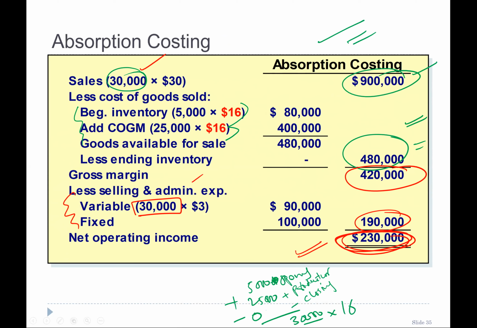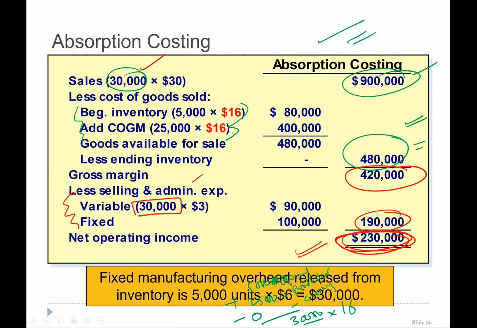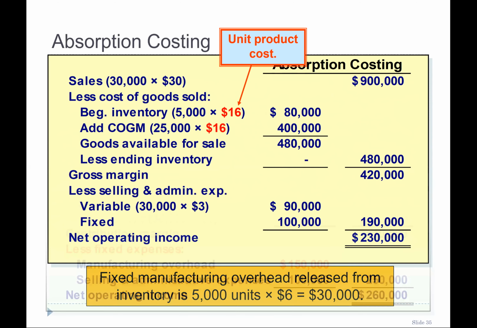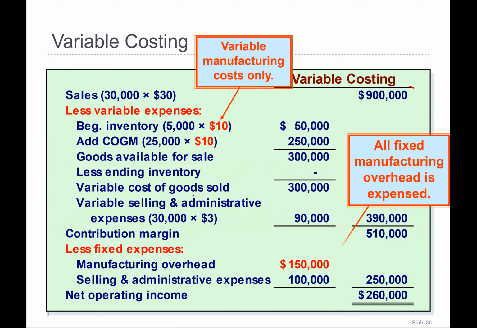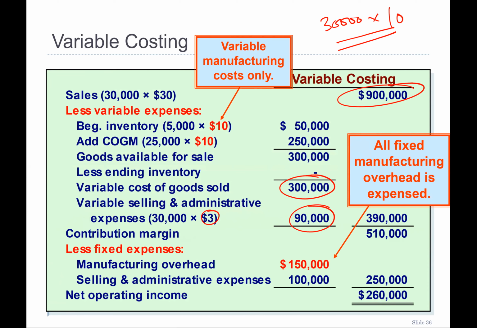Now let's talk about variable costing. Sales minus all variable cost. Sales 900,000, right? We do have 30,000 as COGS multiplied by the variable costing per unit cost, 300,000 here. So 300,000 is the cost of goods sold, plus the variable cost, 3 per unit multiplied by the units sold, 90,000. So here we go, 390 is our total variable cost.